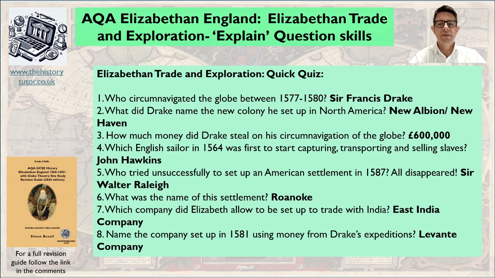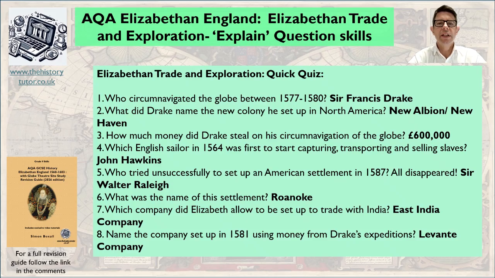Who tried unsuccessfully to set up an American settlement in 1587? All the people disappeared. So this is Walter Raleigh, and Raleigh is a slightly different privateer and explorer to Sir Francis Drake. He doesn't really go on the expeditions himself, but he gets the money in court and he gets that money invested into privateers to go out doing things like raiding the Spanish and finding places to explore. But he is not an adventurer on the oceans necessarily.